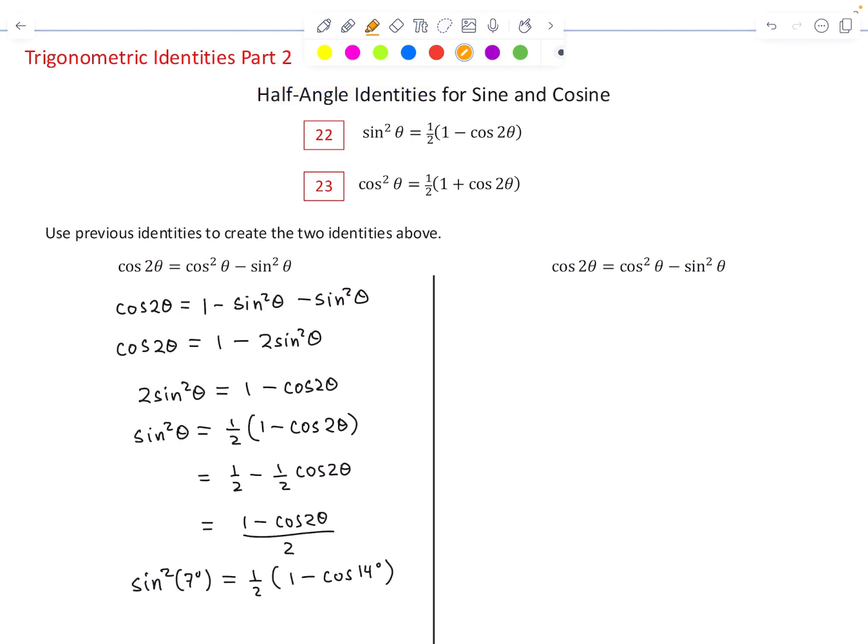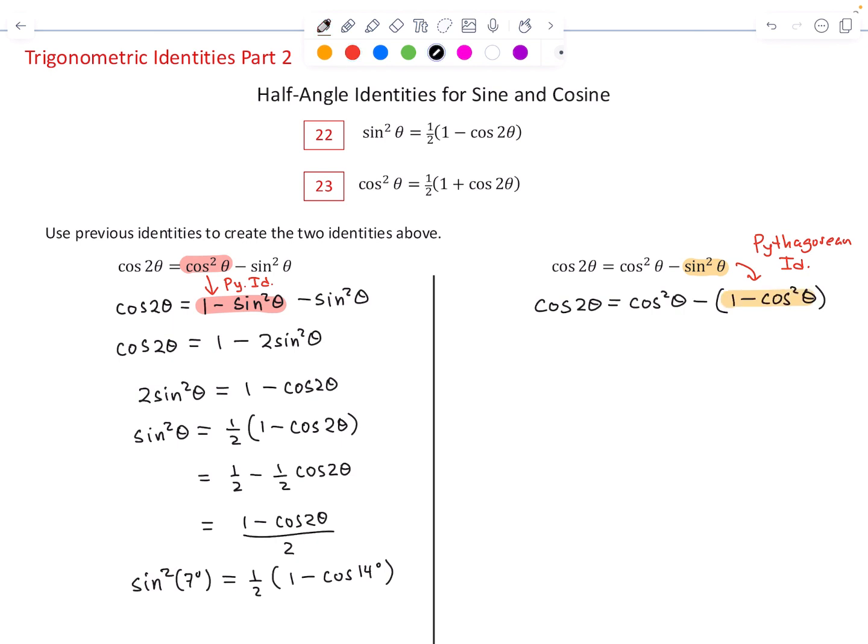Let's establish identity 23. This time I will use the Pythagorean identity on sine squared. So we get cosine of 2 theta is equal to cosine squared theta, minus, and then use some parentheses, sine squared is equal to 1 minus cosine squared. That is the Pythagorean identity, which we also used before, but a different variation of it.